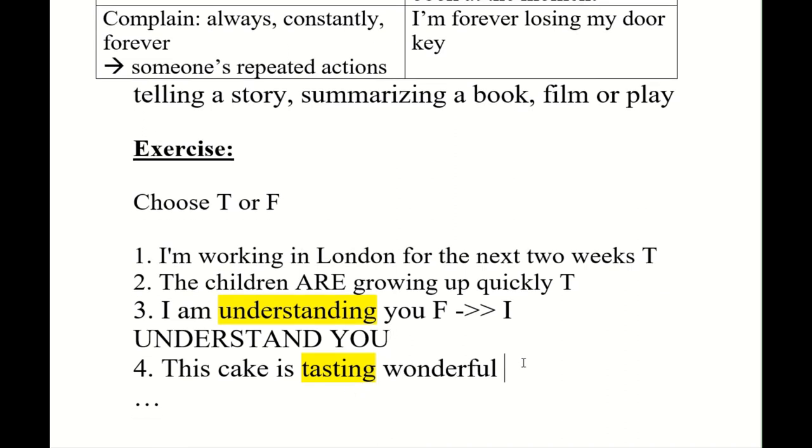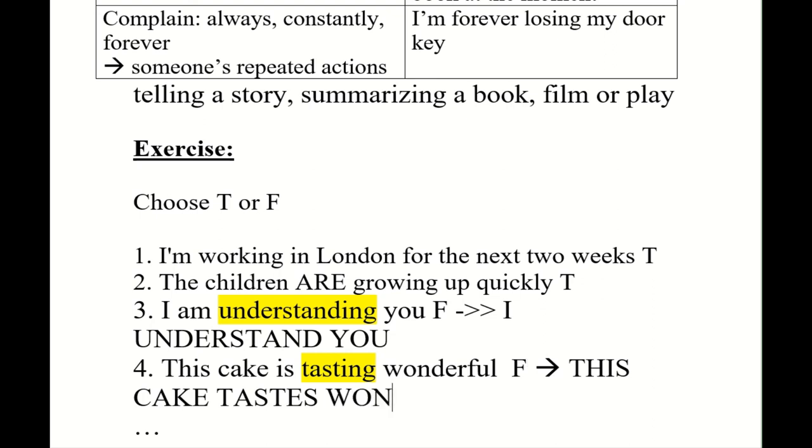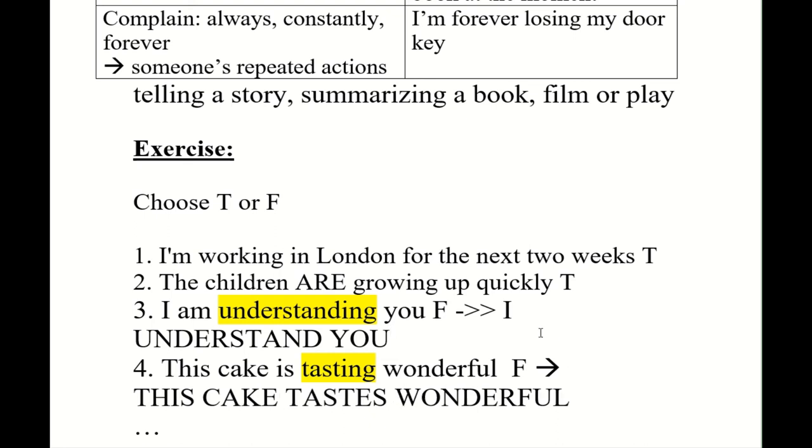This cake is tasting wonderful. So is the sentence right or wrong? The sentence is wrong. So you have false. Why? Because when you talk about something related to emotion, taste, emotion, you cannot use the present continuous here, and you have to use the present simple like this. This cake tastes wonderful. Yep. Wonderful. Okay. Remember, things related to thinking, emotion, or feeling cannot use the present continuous.